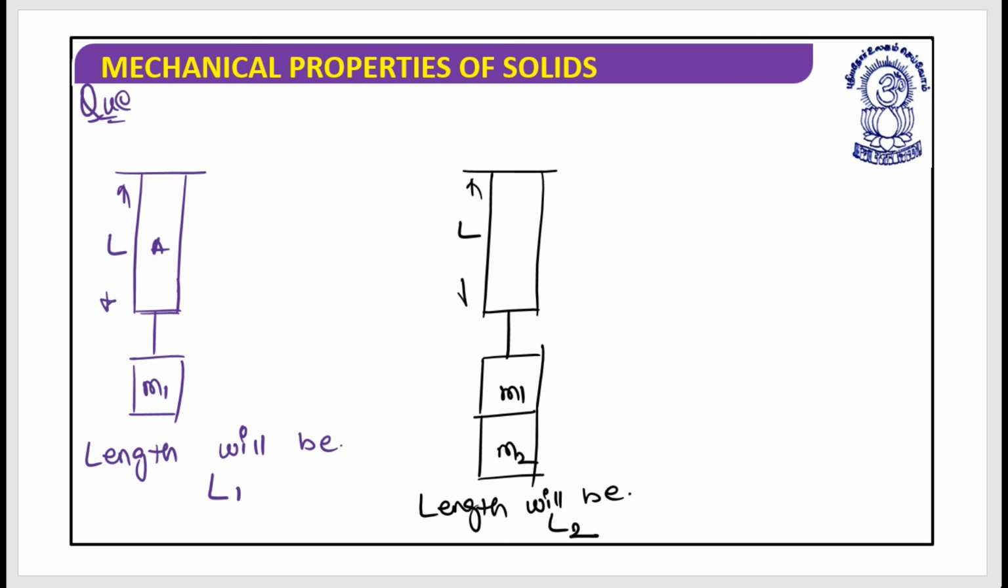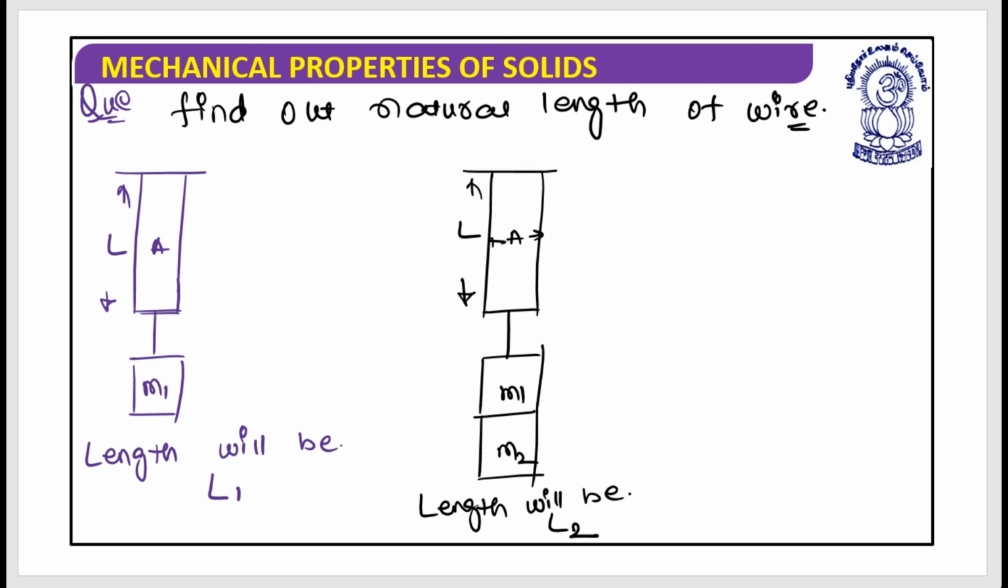I hope this is clear. This length is L, this cross-sectional area is A. It is the same rod. They will ask me to find the natural length of the wire. I hope you can do this. You don't need to do anything extra. What you need to do is replace this T1 with M1g, the force with which you are pulling it, and in this case it's M1 plus M2 g. That's it. It is the same thing, but you must do it. I'm not going to do this for you.